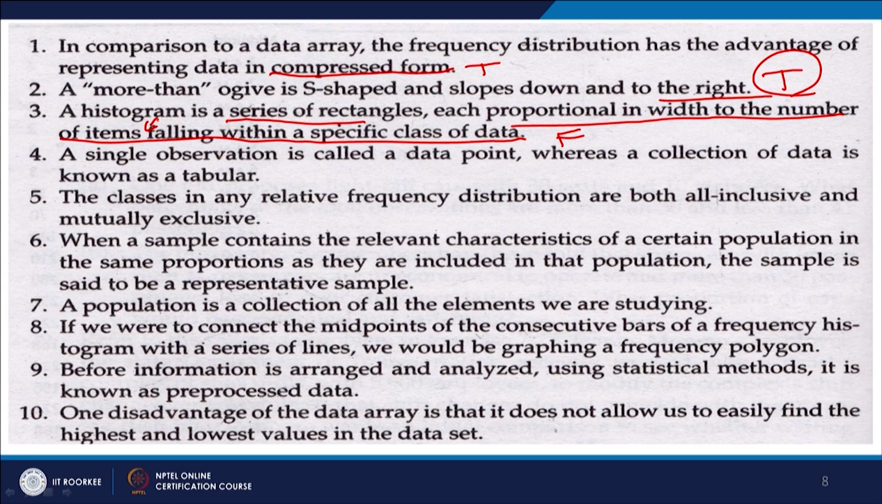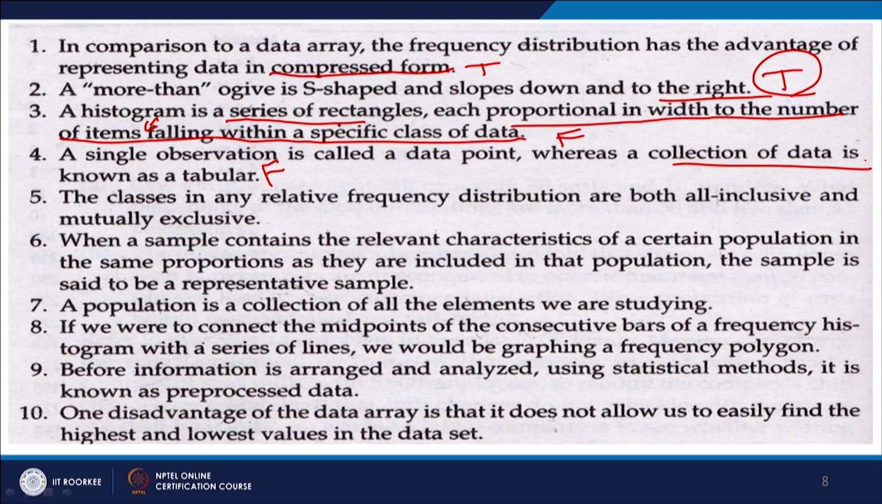Fourth, a single observation is called a data point, whereas a collection of data is known as tabular. Is it true or false? This one is false. Why? Because a collection of data is known as a data set, not tabular.